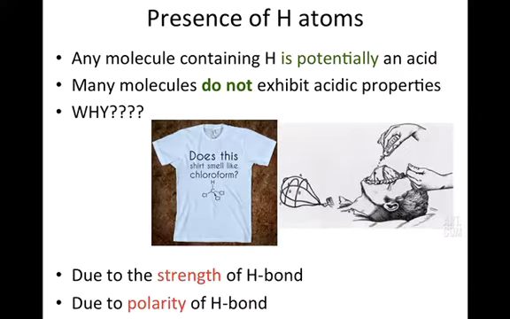a base? First of all, the presence of hydrogen atoms. Any molecule that contains hydrogen is potentially an acid. But notice that word is in green. Just because it does contain hydrogen doesn't mean it's going to yield it. So many molecules don't exhibit acidic properties. Why not? Well, we have to investigate two things. Number one, the strength of the bond where that hydrogen is being held within the molecule, and the polarity of the bond. We're going to be looking at those two components, and we're going to throw a little electronegativity in there as well.